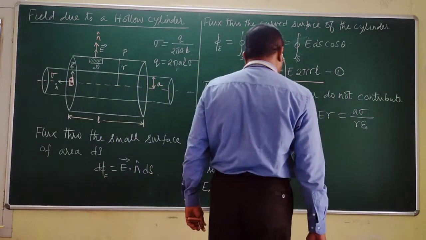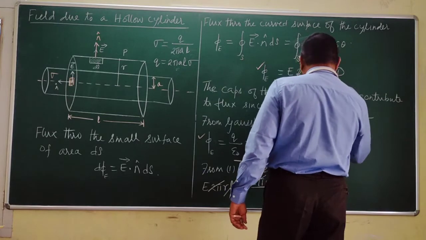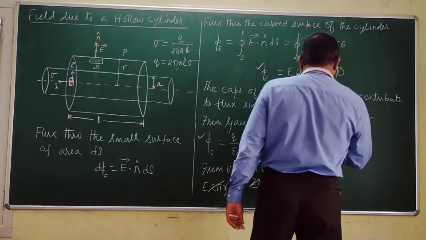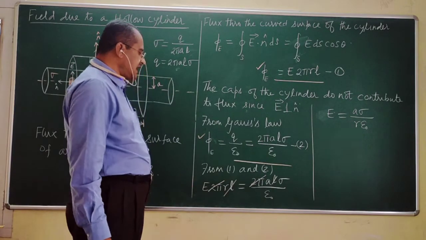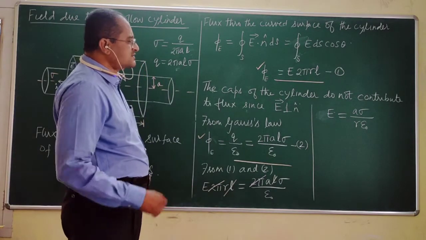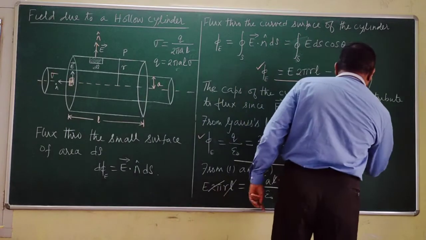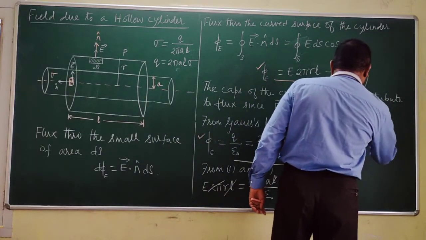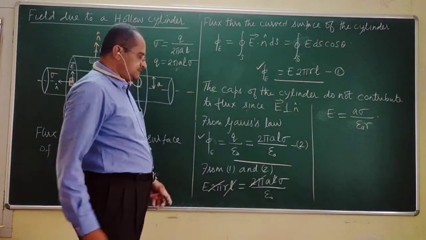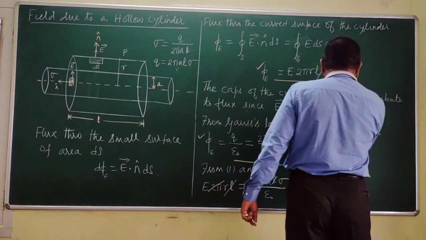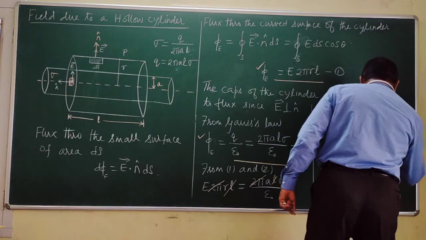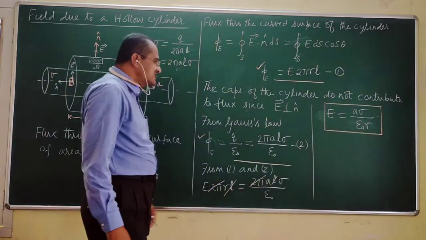Or, where is this here? Very small. This will be E. Okay? E is equal to A sigma upon R epsilon naught. You will write it this way. This will be epsilon naught. This is the expression for electric field intensity at a point outside the hollow cylinder.